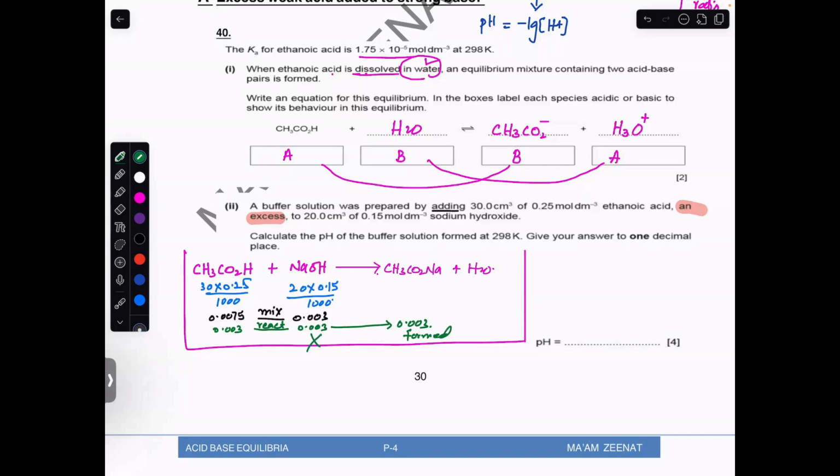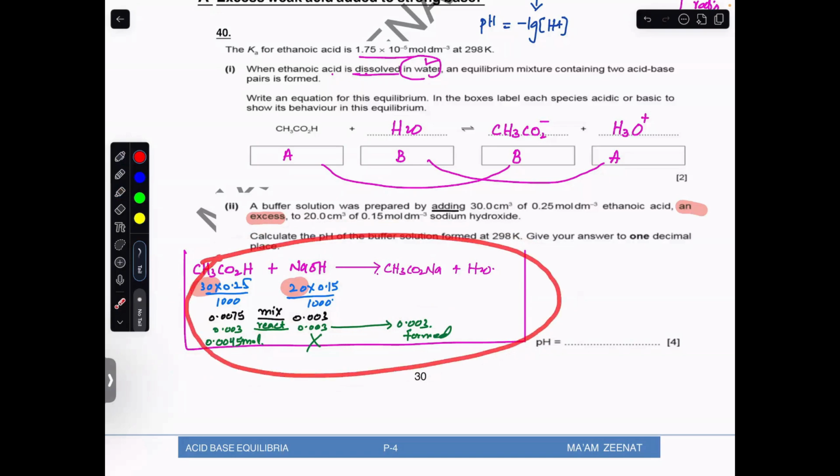NaOH has reacted and finished. So how much is left? 0.0045 moles left, and this is formed. So in this whole container, all the NaOH finished. This much acid and this much salt are there. Now, the next thing that you must know: this whole solution is how much? 30 plus 20, 50. The whole solution is 30 centimeter cube added to 20.